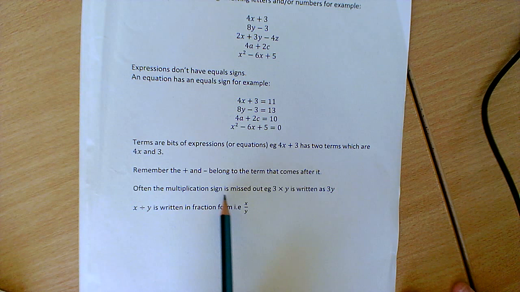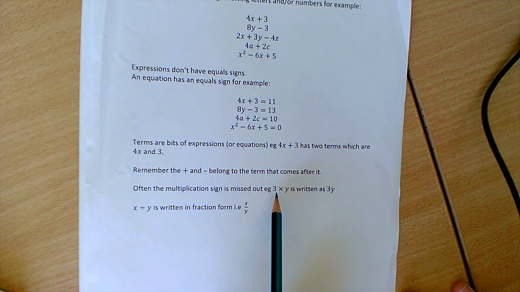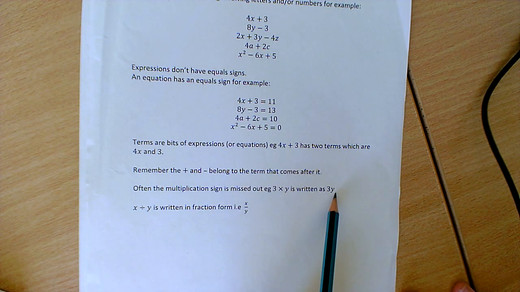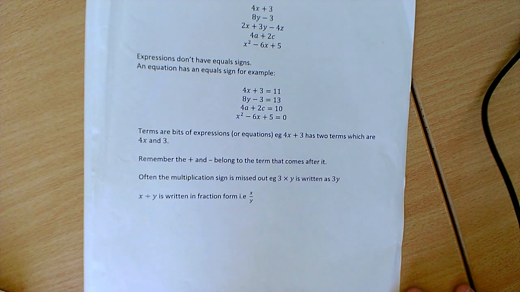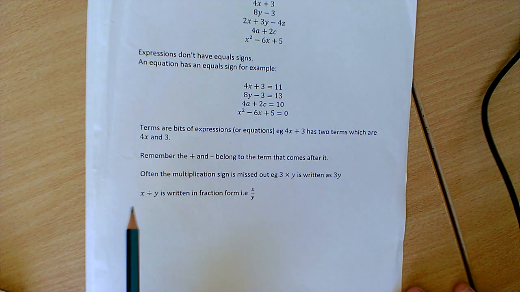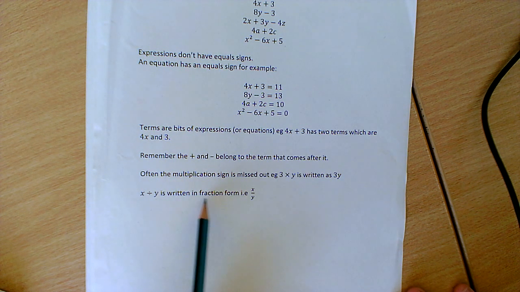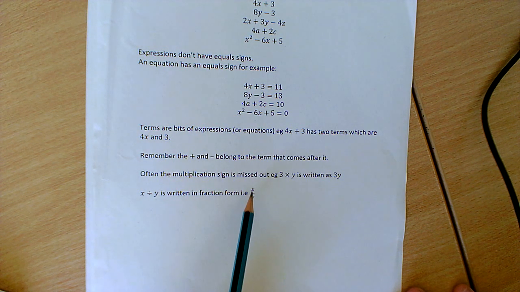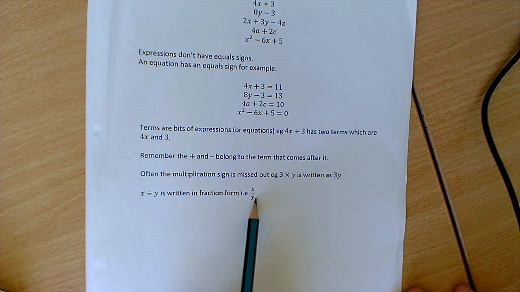Often a multiplication sign is also missed out. For example, 3 times y is written as 3y, and there's just an invisible times sign in there. Similarly, division is often written like a fraction. So x divided by y is written in fraction form, for example, x over y. These mean the same thing.